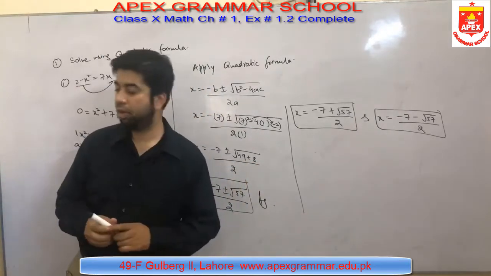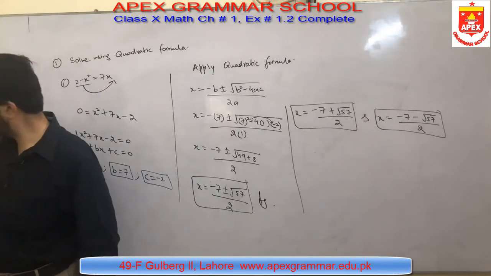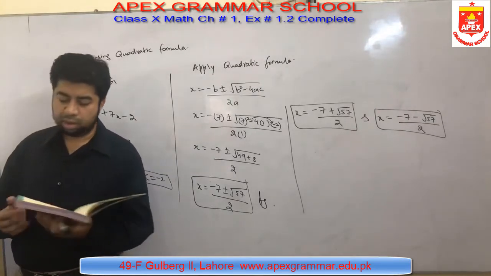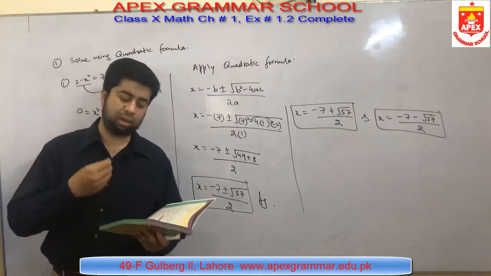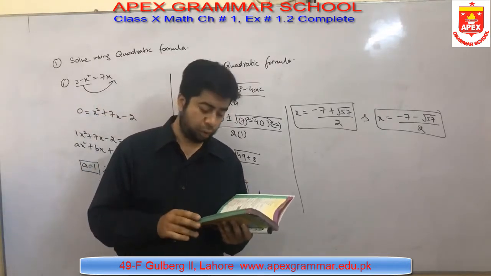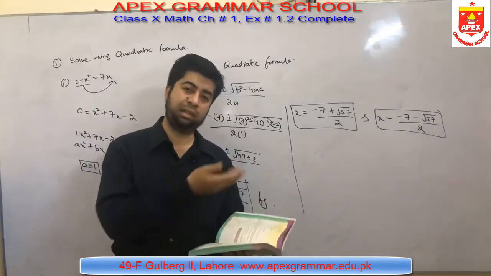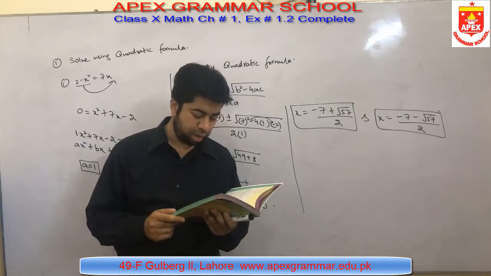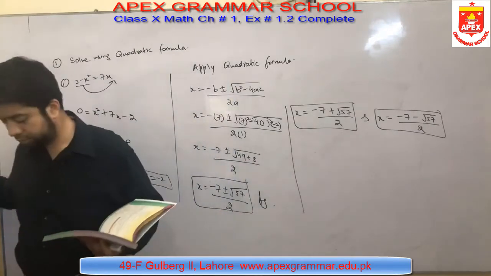This was part number 1, and now part number 2 is the same. Part number 2 is already in the general form, so you just have to find a, b and c and put them in the quadratic formula. We will now solve part 3.